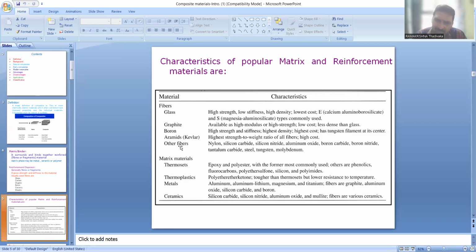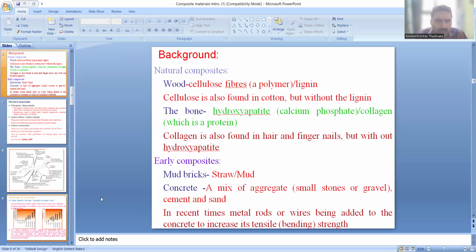Commonly used. A few others are phenolics, fluorocarbons, polyether, chlorine, silicon, or polyamides. Next, thermoplastics, such as polyethylene. Thermoplastics are more flexible and tougher than the thermosets. Next, metals and ceramics can also be used for matrix material.